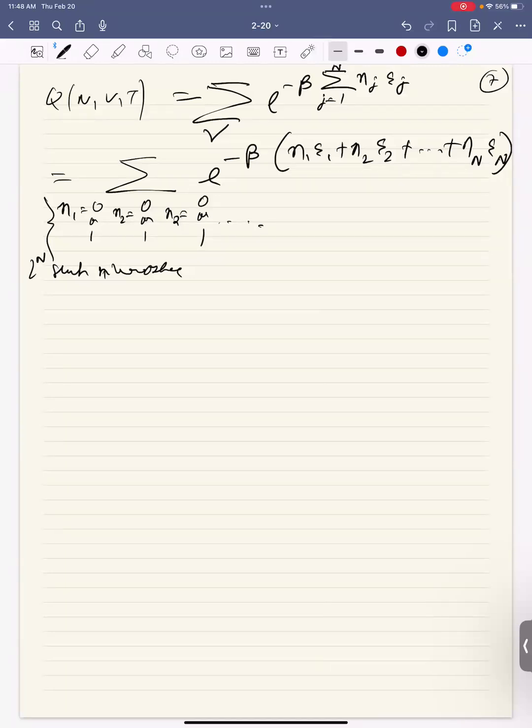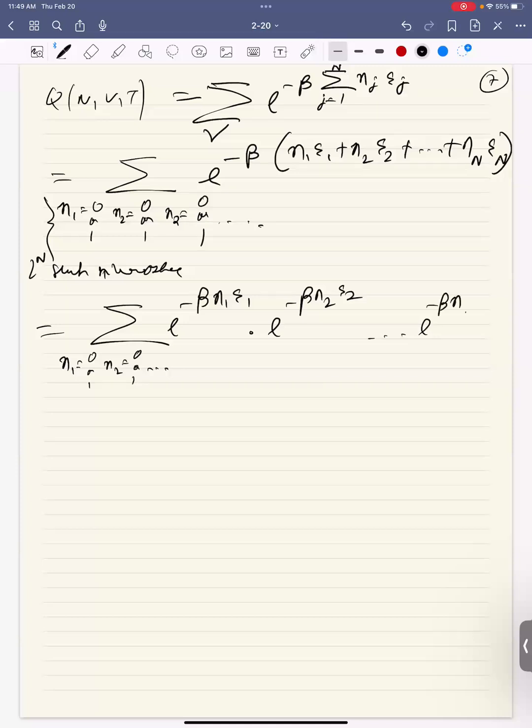Okay, one super nice thing about e to the power anything is that e to the power x plus y is the same as e to the power x multiplied by e to the power y, right? So now I can do something very interesting. I can write down this summation as n1 is equal to 0 or 1, n2 is equal to 0 or 1, dot, dot, dot, e to the power minus beta n1 epsilon 1, e to the power minus beta n2 epsilon 2, up to e to the power minus beta n epsilon n. Okay, I've just split out the exponential.